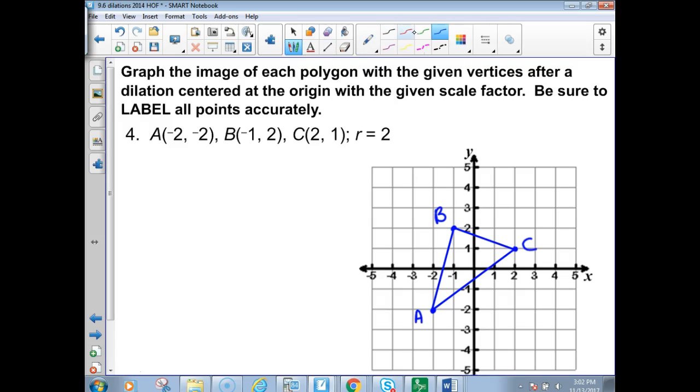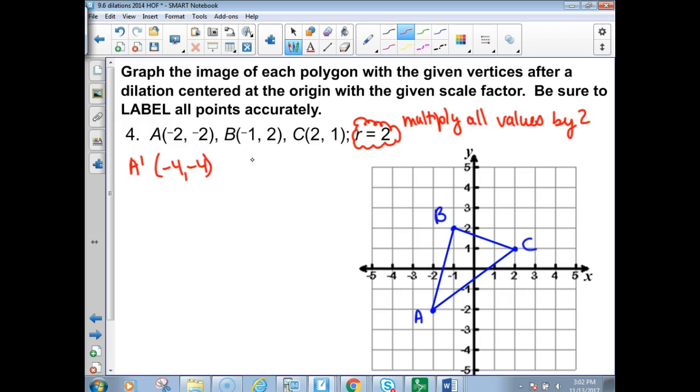Okay, and then I'm going to be dilating with a scale factor of 2. What you do is multiply all the values by 2. So A prime is going to be at -4, -4. B prime is going to be at -2, 4. And C prime is going to be at 4, 2.